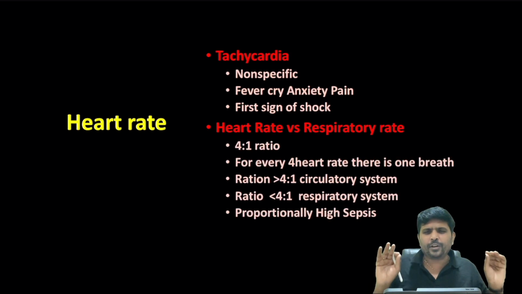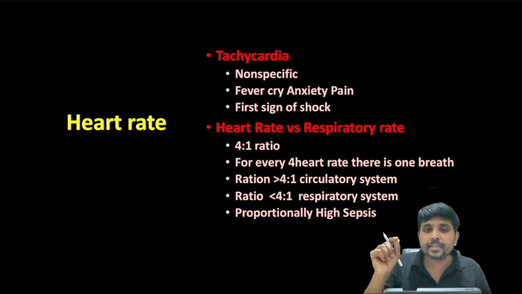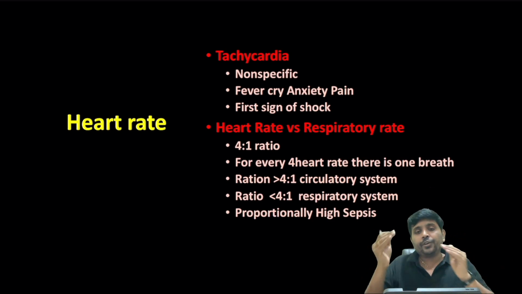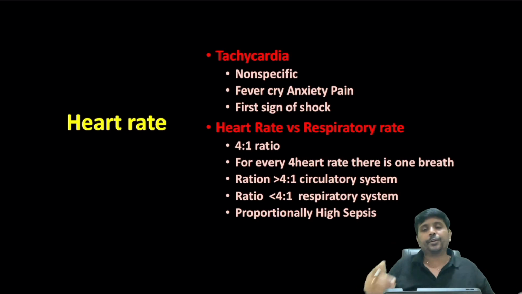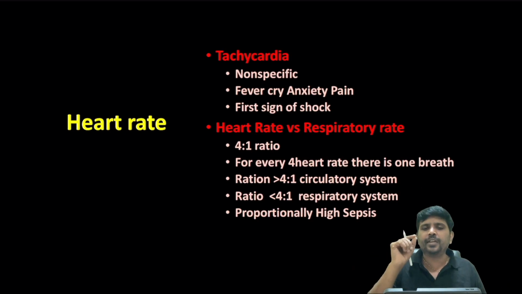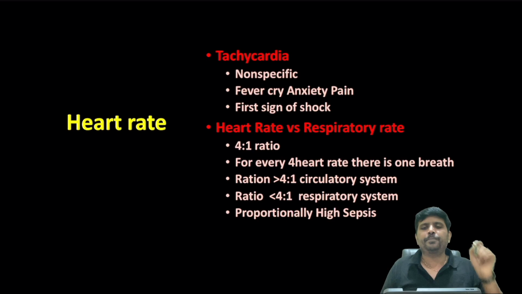So remember, roughly it is always a 4:1 ratio. That is, for every 4 increase in heart rate there will be 1 increase in respiratory rate. When the ratio is increased, that is, heart rate is increasing more compared to the respiratory rate, it means that your heart is damaged or you have some pathology in the heart. Whereas when your respiratory rate is increased compared to your heart rate, altering this 4:1 ratio, then there is a pathology in the respiratory system. If proportionally both heart rate and respiratory rate are increasing, then it occurs due to septic shock.